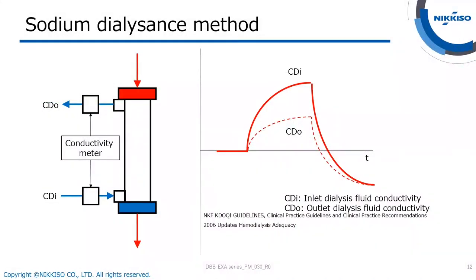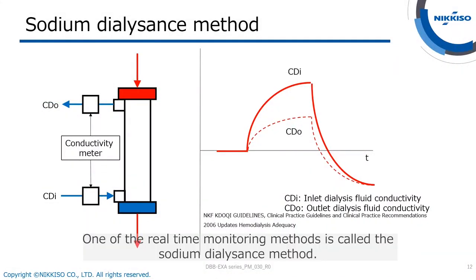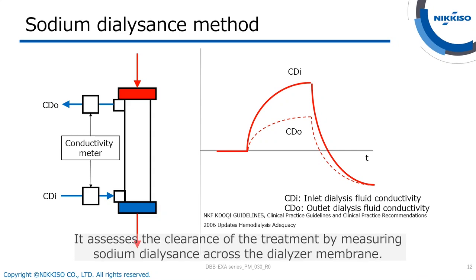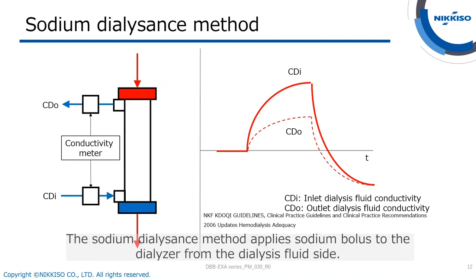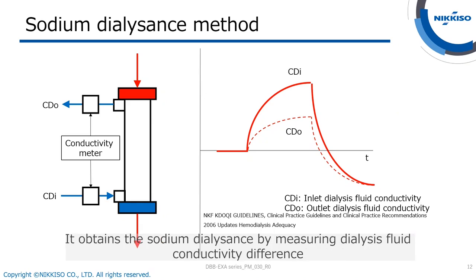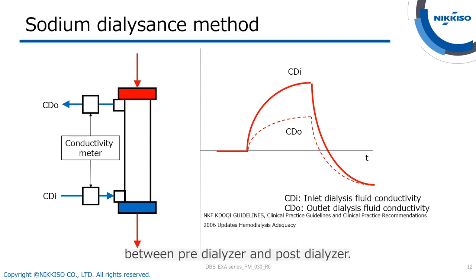Sodium dialysance method. One of the real-time monitoring methods is called the sodium dialysance method. It assesses the clearance of the treatment by measuring sodium dialysance across the dialyzer membrane. The sodium dialysance method applies a sodium bolus to the dialyzer from the dialysis fluid side. It obtains the sodium dialysance by measuring dialysis fluid conductivity difference between pre-dialyzer and post-dialyzer.